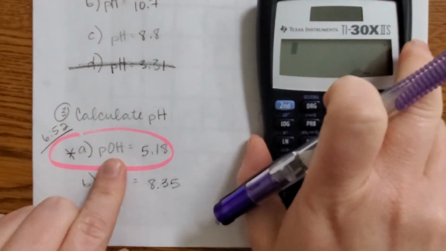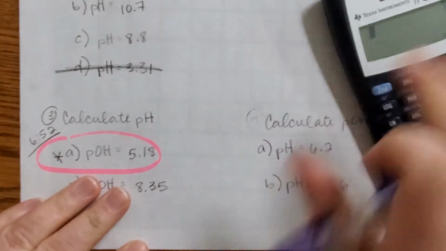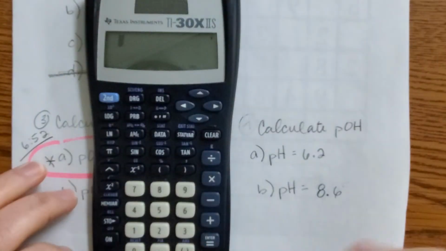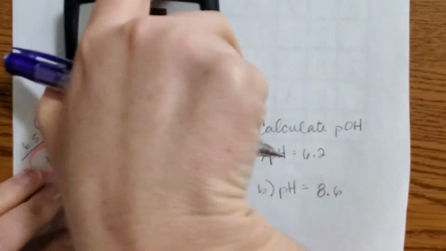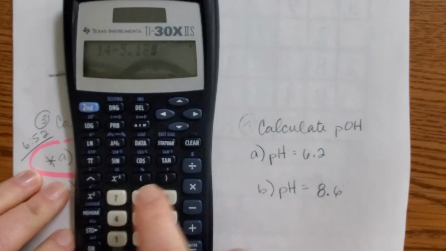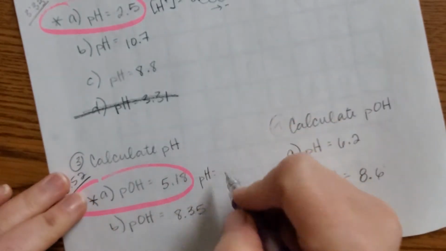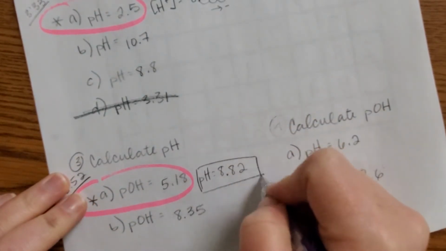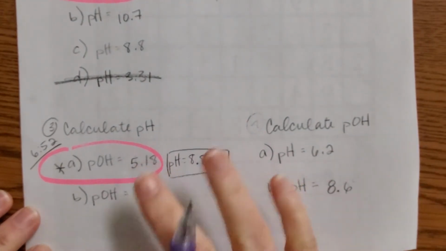I'm just going to do the first one for you. If I give you a pOH of 5.18 and I want you to find the pH, I'm going to say 14 minus 5.18, which is 8.82. The other 3 questions in this section are just like that.